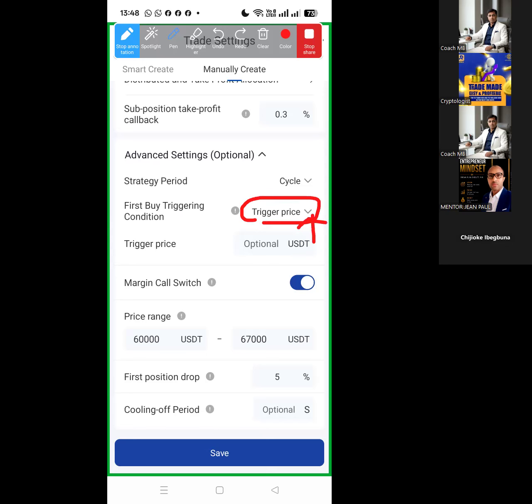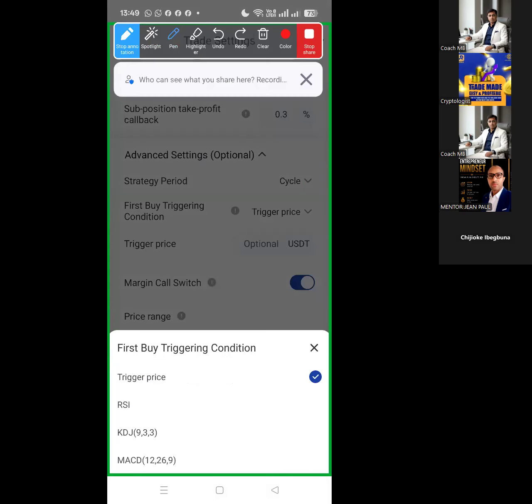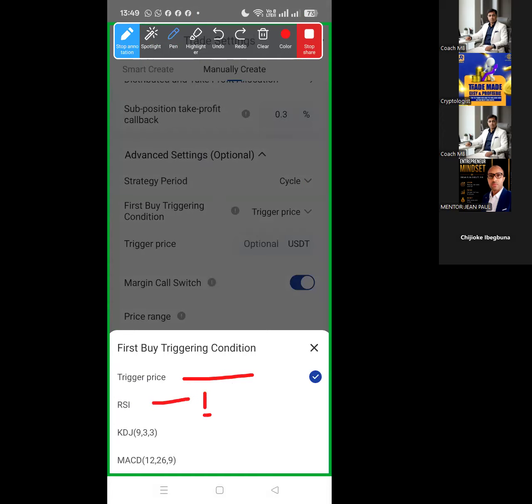You can see here a drop down arrow, and it will give you three more ways to start this trade. You have seen the trigger price here, but now we have three different ways. One, two, and three. What are these different ways? These are the indicators. We have an RSI here, a KDJ here, and a MACD here. So these are three different indicators that you see on any chart.